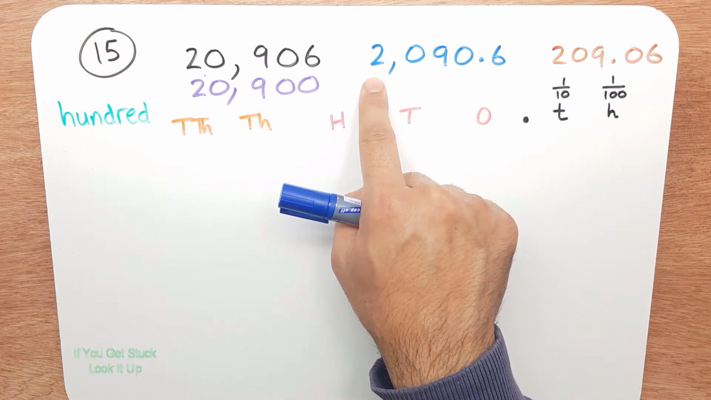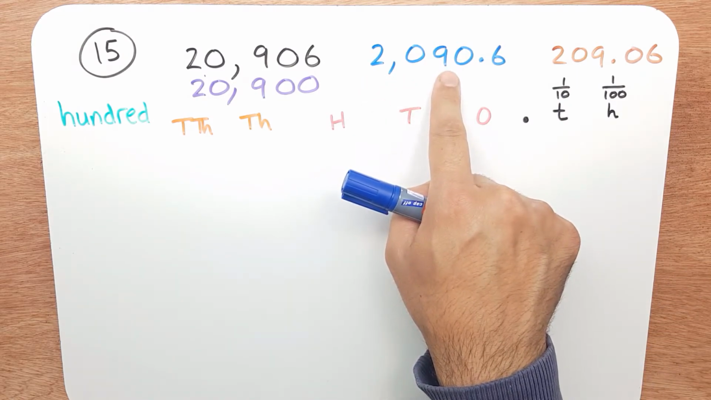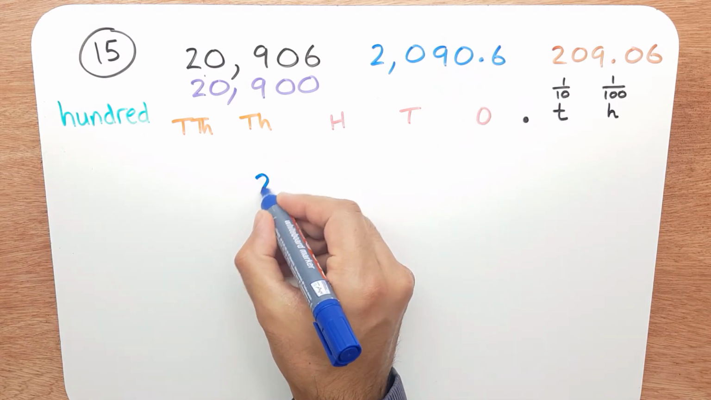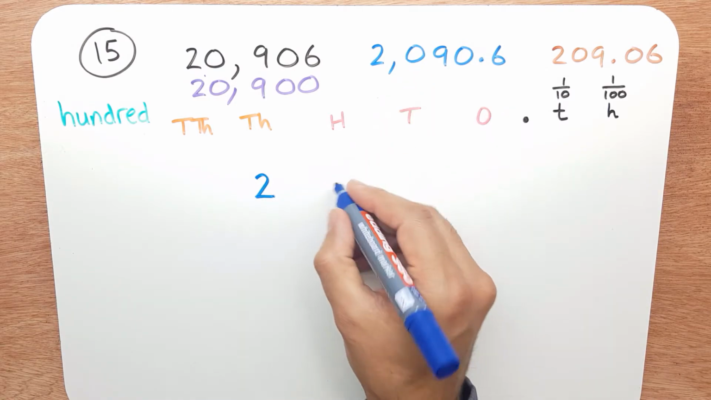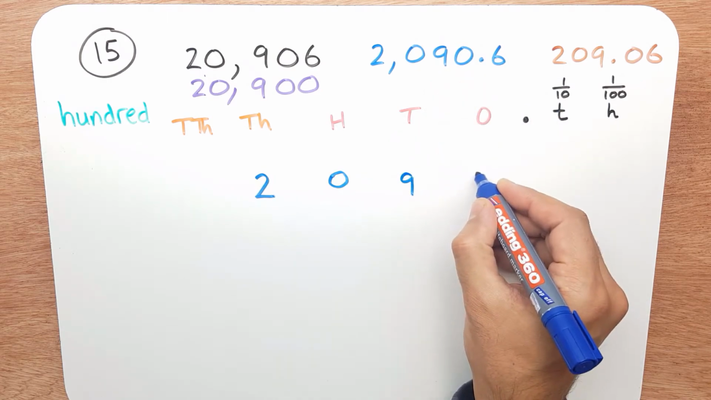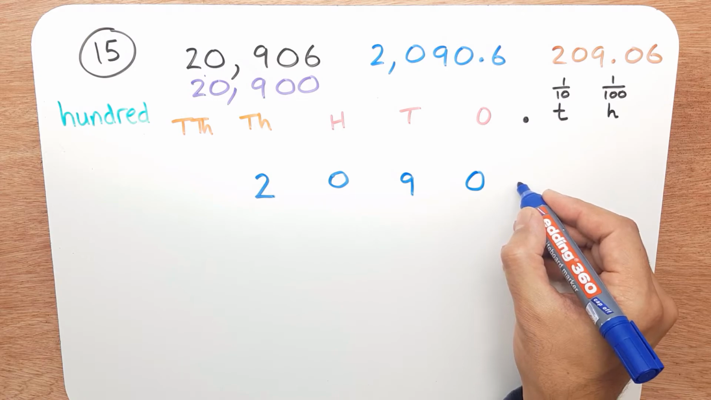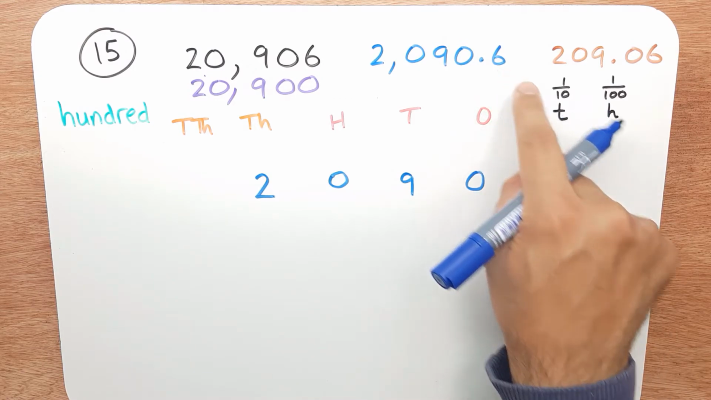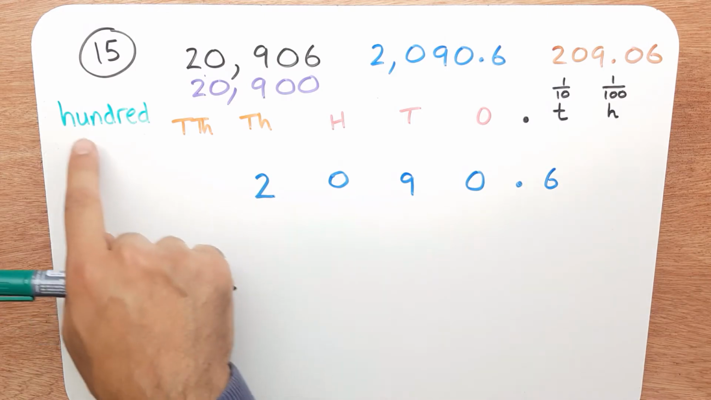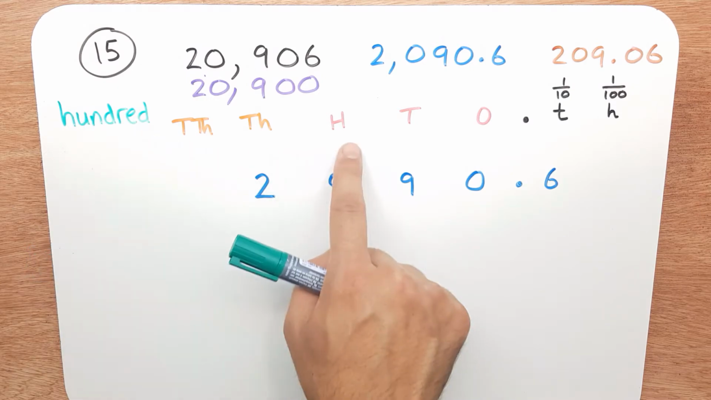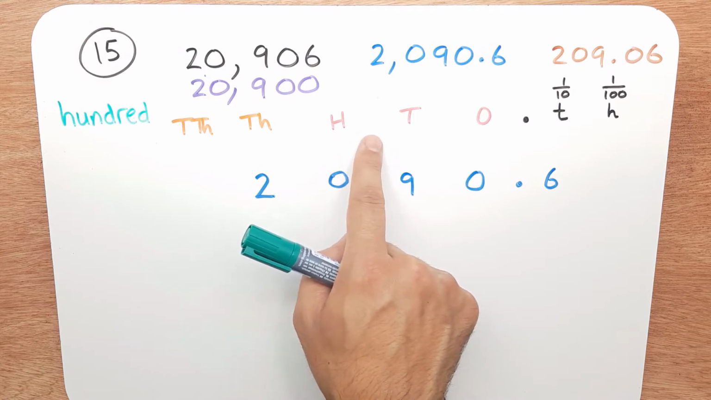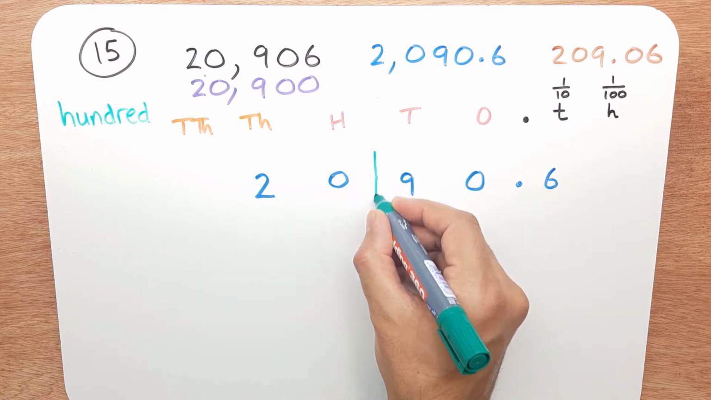So let's write this number down, 2090.6. So in the thousands column we put a 2, 0 in the hundreds, and 90. Point, and then 6 in the tenths column. That's our first decimal place. As before, because we want to round up to the nearest 100, we go to the hundreds column and put a line to the right, always to the right. So the line goes here.